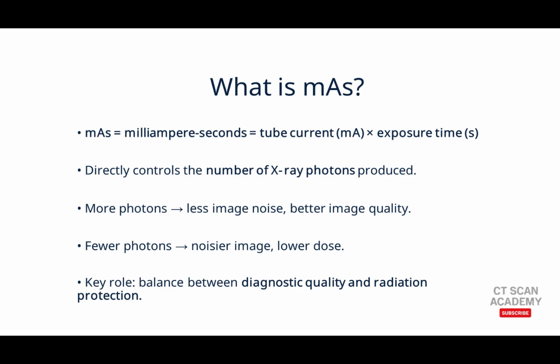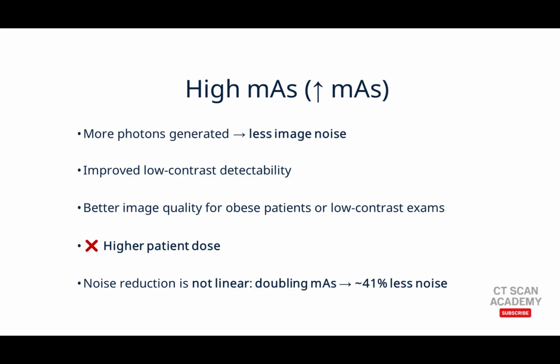mAs directly controls the number of X-ray photons produced. More photons mean lower image noise and better low-contrast detectability. Fewer photons mean higher image noise and lower patient dose. High mAs reduces image noise and improves low-contrast detectability, useful for obese patients or exams where fine contrast resolution is required. But increasing mAs increases patient dose. Importantly, noise reduction is not linear. Doubling mAs reduces noise by about 41%, so doubling mAs is not a proportional improvement.